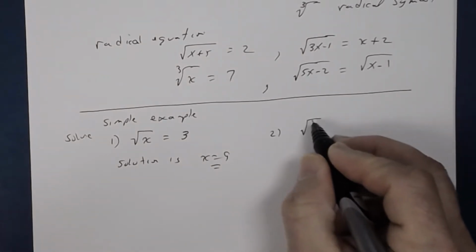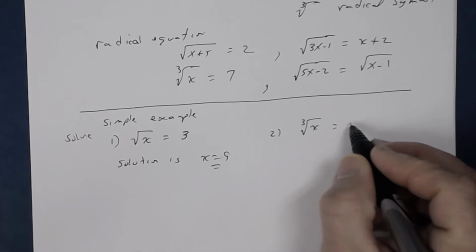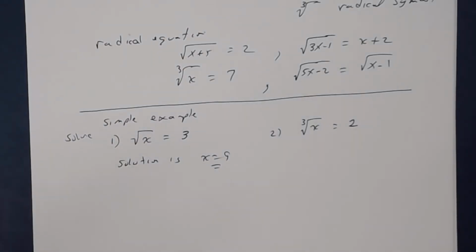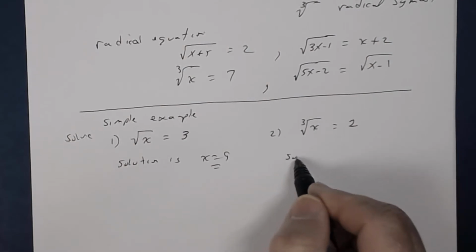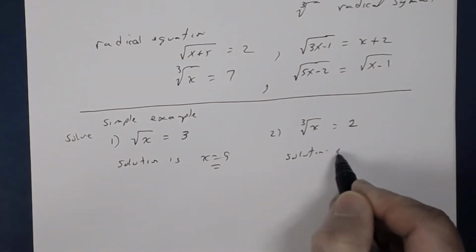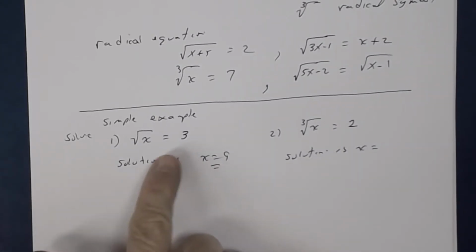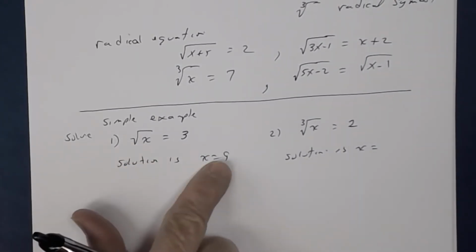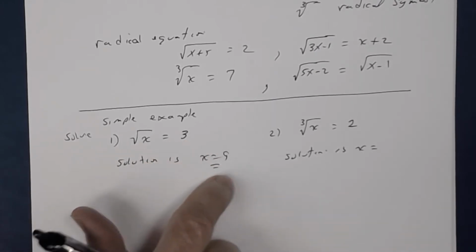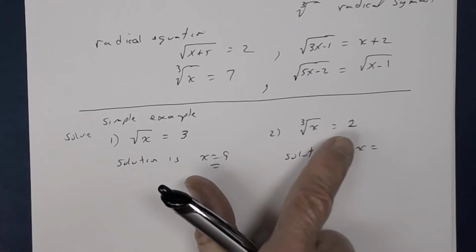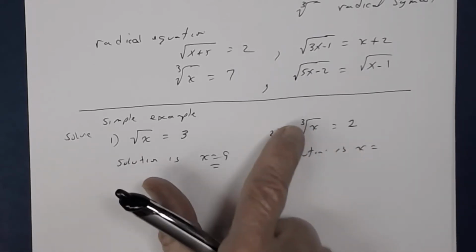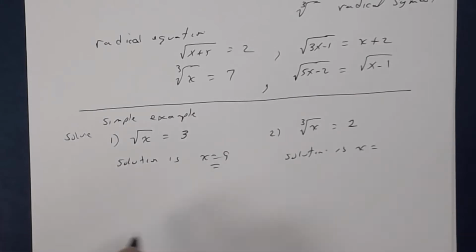Let's look at number 2, though. What if I had this? The cube root of x is equal to, let's say, 2. You've dealt with cube roots before. The cube root of what number is 2? In other words, what's the solution? Remember how we did this before. You said the square root of 9 is 3 because 3 times 3 is 9. Now the cube root of what is 2? Remember, 2 times 2 times 2. So what do you think that is? 8. Yep, so x is 8.